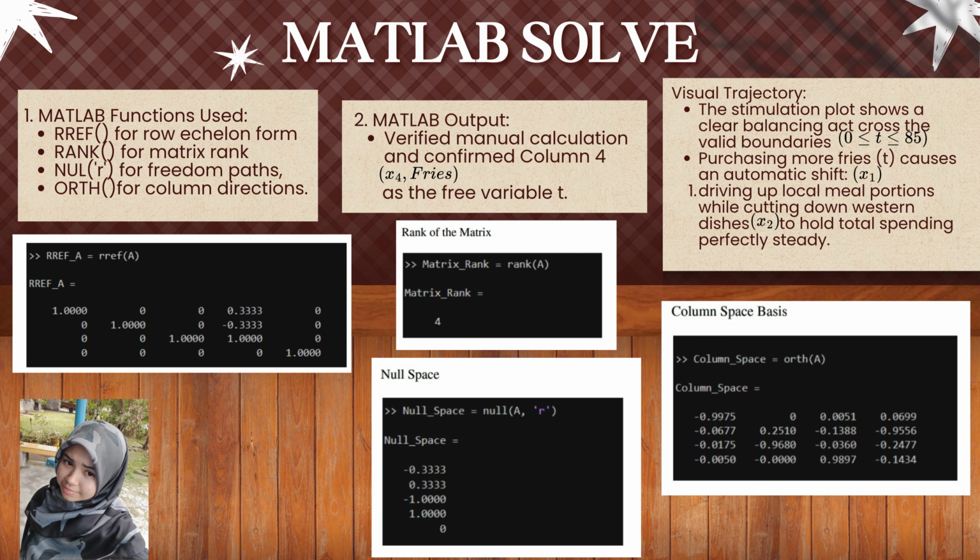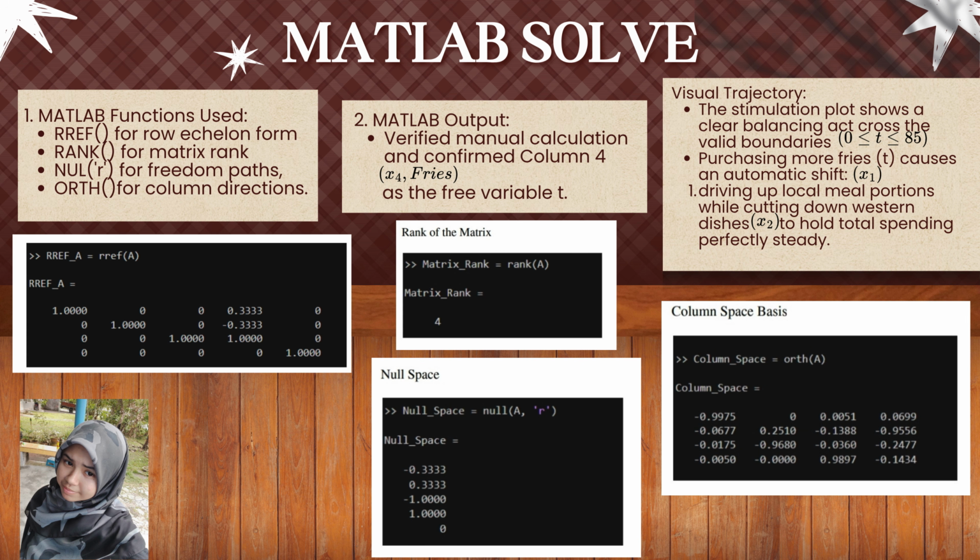And finally, it gives us the basis for our column space. The MATLAB output successfully verified our manual calculation, confirming that x4 is indeed our free variable t. What does this mean in a practical sense?